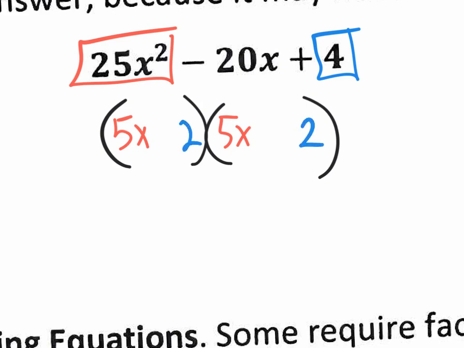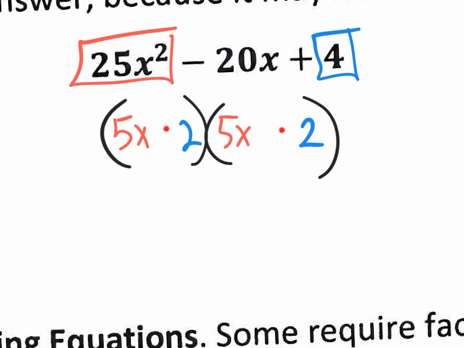And now you need to determine, if you distribute, the last distribution is going to be 2 times 2, which gives us 4, right? It could be positive 2 times positive 2, or it could be negative 2 times negative 2. It can't be a positive times a negative, because that wouldn't give you a positive.